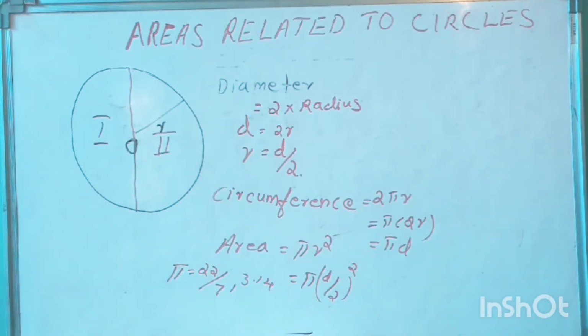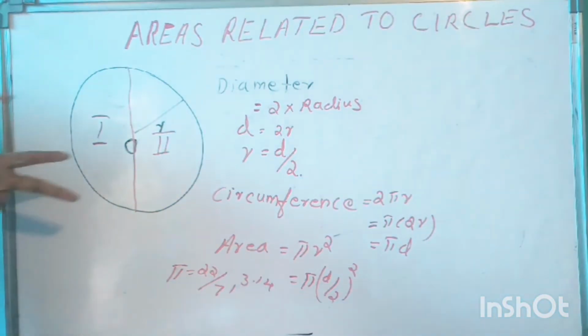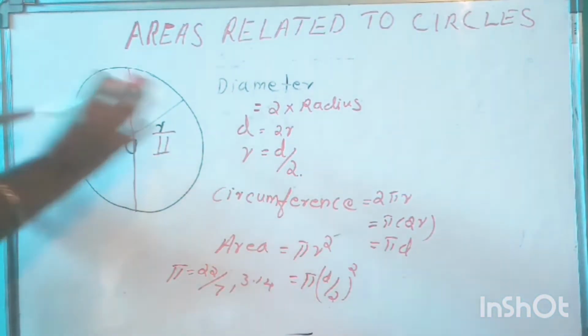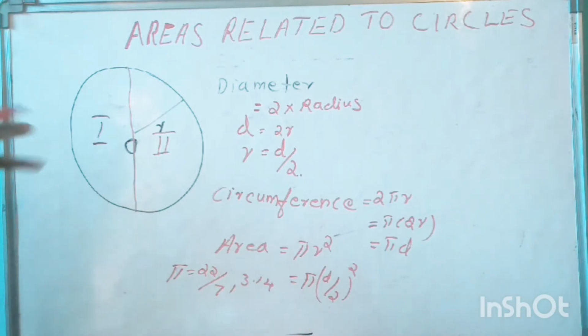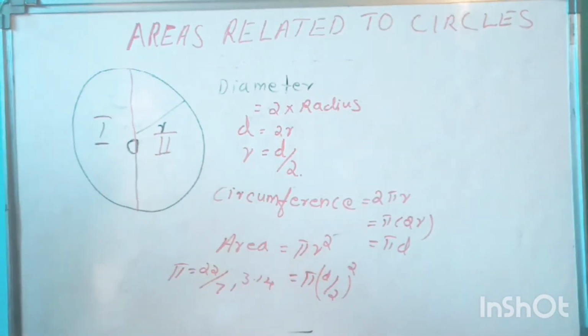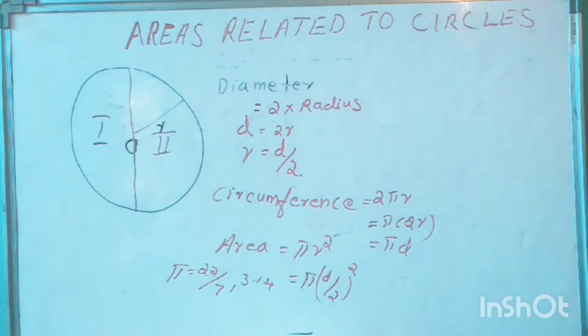Semicircle means half of the circle, and when the diameter divides our circle into 2 equal parts, this part 1 is also a semicircle and this part 2 is also a semicircle. That half of the circle is called a semicircle. Now just tell me, what is the perimeter of the semicircle and the area of the semicircle?